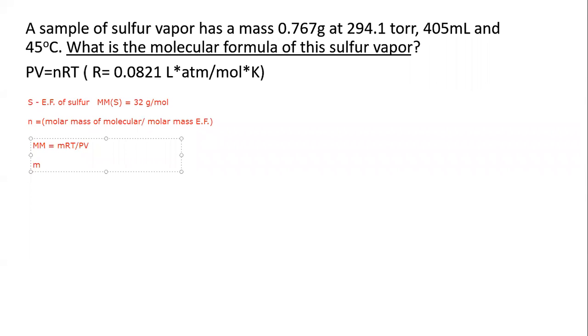So again, the mass has to be in grams. Pressure needs to be in atmospheres. So remember, torr and millimeters of mercury are the same thing, except torr is technically supposed to be used at a temperature other than 0 degrees Celsius. So we're still going to divide by 760 to get atmospheres. And we get 0.38697 atmospheres. We have pressure in the right units.